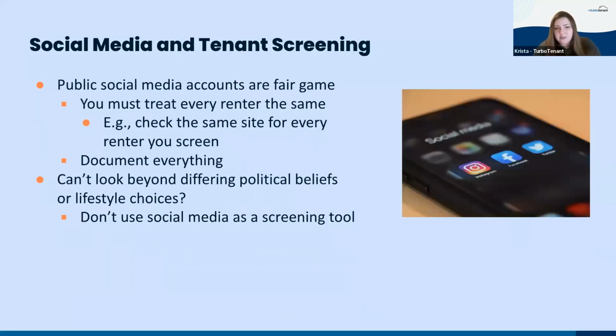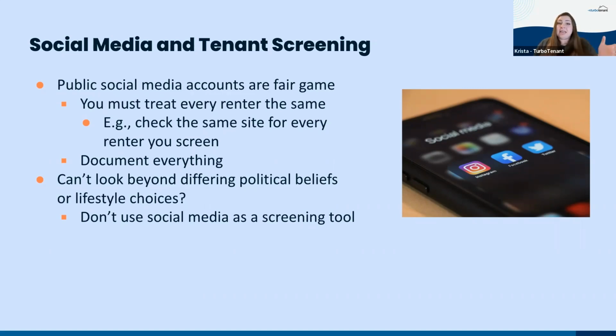And lastly here for the criteria section, social media, everybody's favorite thing to hate. So we are in 2023, most people do have some kind of social media. You're likely wondering, well, can I use that in my screening? Short answer is yes, but with a qualifier.